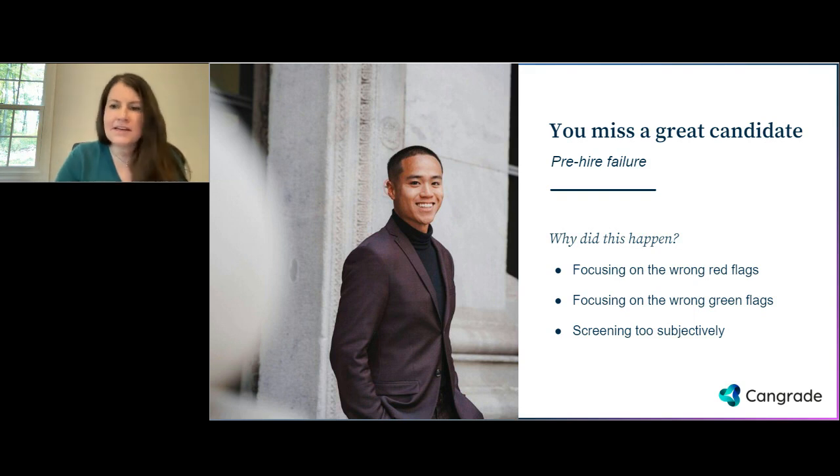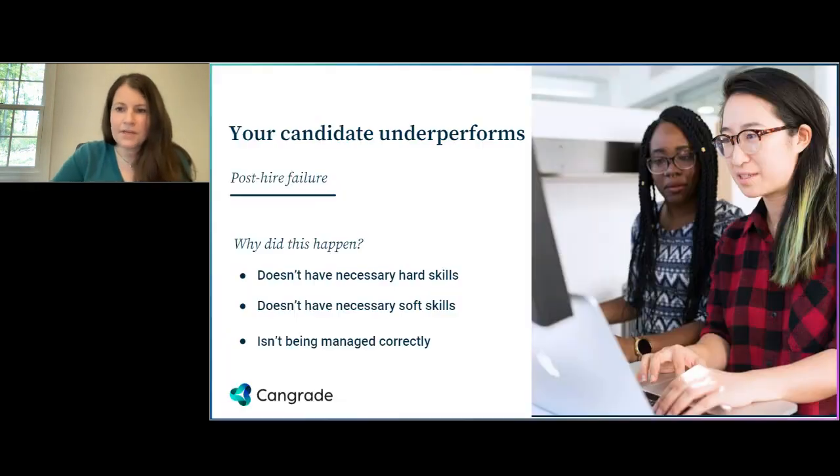Now, it's really when you miss out on that great candidate and you hire the wrong person, that's where we get to those points of post-hire failure. So you hired someone, you think they're going to be great, you put them in the job. Day one, they might seem great. During training, they might seem great. But when the rubber meets the road, this candidate underperforms.